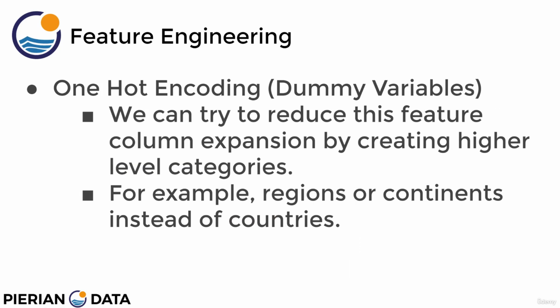We can try to reduce this feature column expansion by creating higher level categories, and this is where domain experience really comes into play. For example, if you're dealing with a social network that has users from all over the world and in every single country, it may not be useful to do a feature for every single possible country. Instead, maybe you do higher level categories like the region they're from, like Northern Europe versus Southern Europe, or maybe continents, Europe versus Asia versus North America, etc.